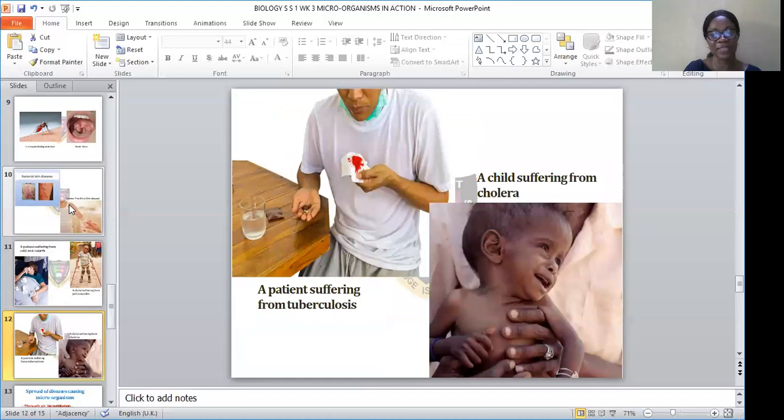We can also see a patient suffering from tuberculosis. Tuberculosis is especially accompanied by cough, especially dry cough. And before you know it, once you start seeing blood stain, it's a sign that that person has been infected with tuberculosis. A child from this picture is seen suffering from cholera. You can see that the child has lost a reasonable amount of weight. It's so lean, remaining only the head region that is big. Those are pictures of people suffering from different microorganism causing agents.